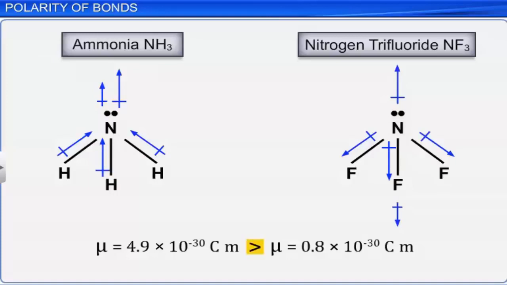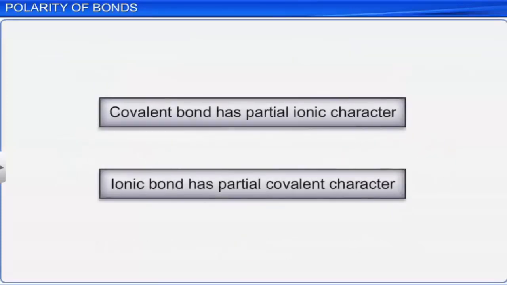Hence, we can conclude from the polarity of bonds and dipole moment that a covalent bond has a partially ionic character. Based on the Fajans rule, we can say that ionic bonds also have some partial covalent character. To know about the partial covalent character in an ionic bond, we should know Fajans' rules.